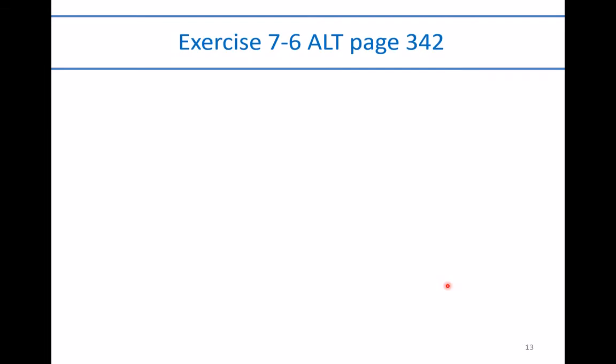Well, hi everyone. Today we're taking a look at the alternate version of exercise 7-6 on page 342 of the textbook from chapter 7, Reporting and Analyzing Receivables. Today we're going to take a look at another version of the method using account receivables. This one uses the aging of account receivables. So let's take a look at the data.